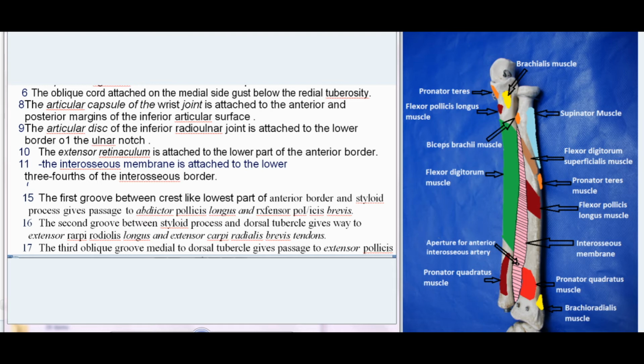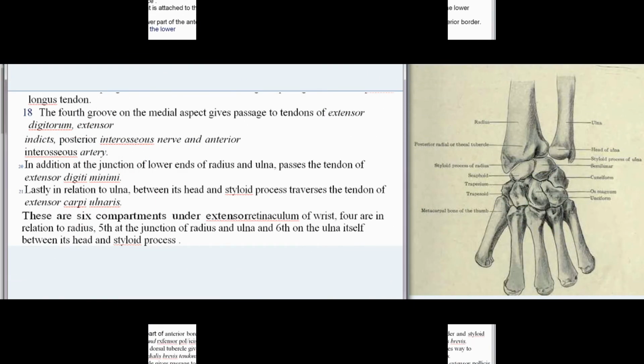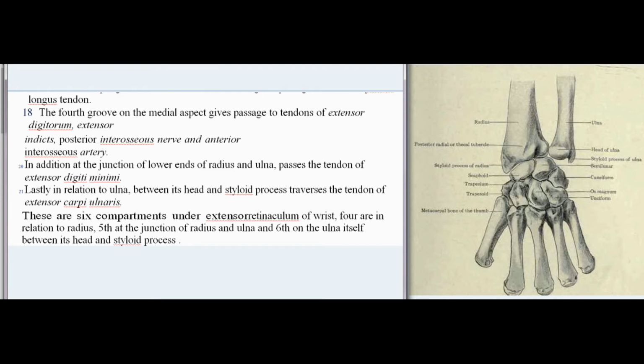The first groove between the crest-like lowest part of the anterior border and the styloid process gives passage to abductor pollicis longus and extensor pollicis brevis. The second groove between the styloid process and dorsal tubercle gives way to extensor carpi radialis longus and extensor carpi radialis brevis tendons. The third oblique groove medial to the dorsal tubercle gives passage to extensor pollicis longus tendon. The fourth groove on the medial aspect gives passage to tendons of extensor digitorum, extensor indicis, posterior interosseous nerve and anterior interosseous artery.